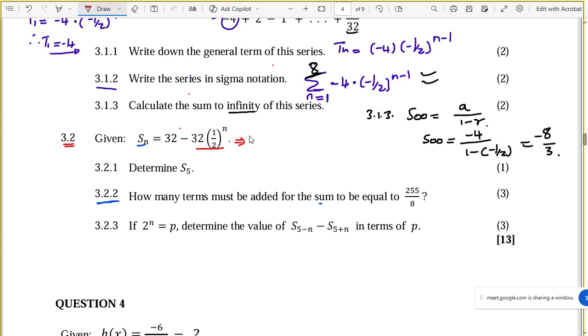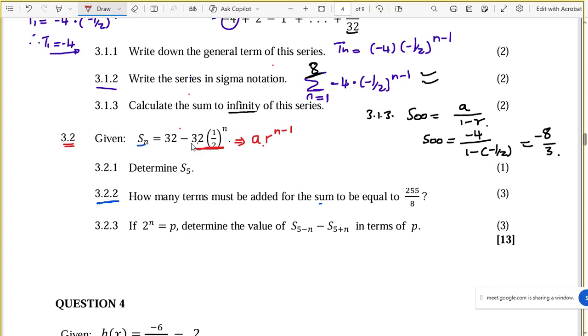It's in the form of A R^(n-1). So I think we need to change this and put it in that form. Then we'll definitely know what type of sequence this is. Now I need to know what A is.